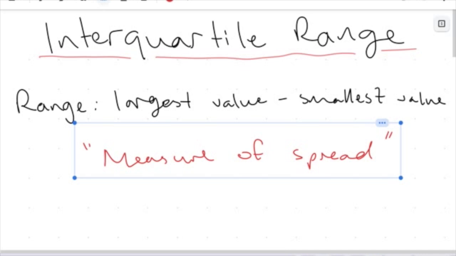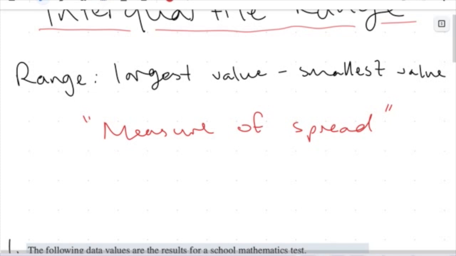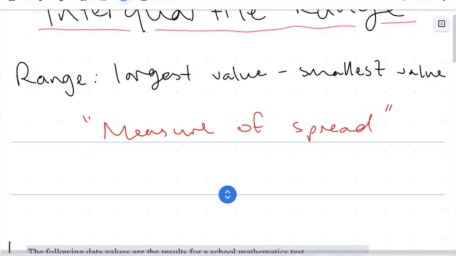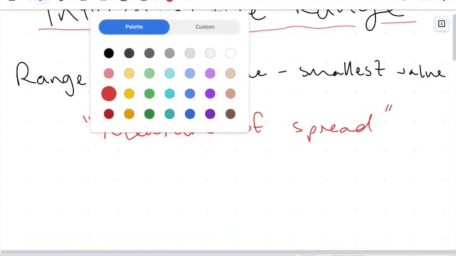Now, interquartile range, what we're going to be looking at, is also going to be a measure of a different type of spread in the data. Now, let's review everything we know so far about our ranges and some of our other concepts, at least the ones that are relevant to interquartile range.